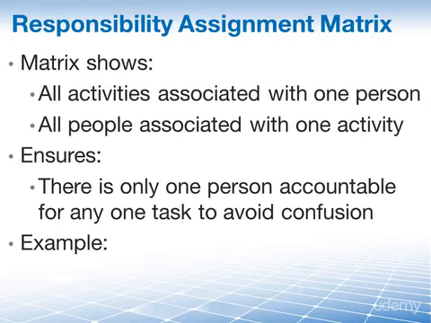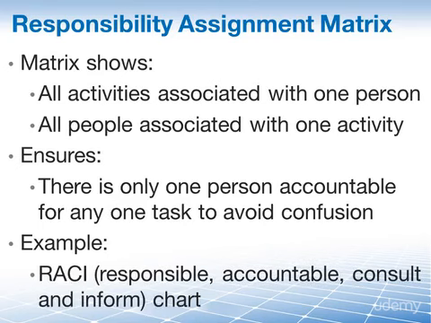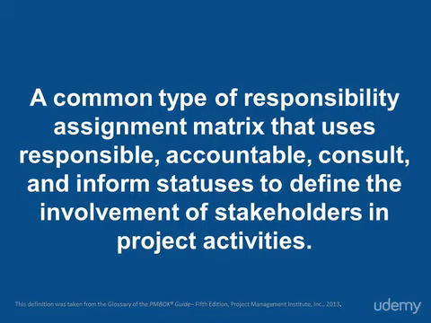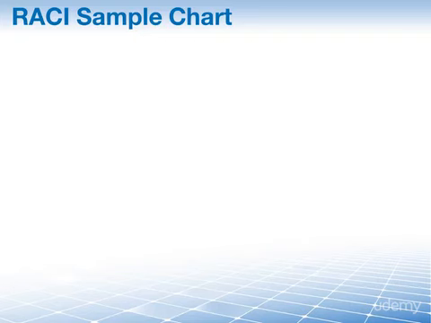One good example of a Responsibility Assignment Matrix is the RACI chart, which stands for Responsible, Accountable, Consult, and Inform. We'll see an example of this later on. This RACI chart is defined in the PMBOK Guide as a common type of responsibility assignment matrix that uses responsible, accountable, consult, and inform statuses to define the involvement of stakeholders in project activities. And here is an example of such a RACI chart.